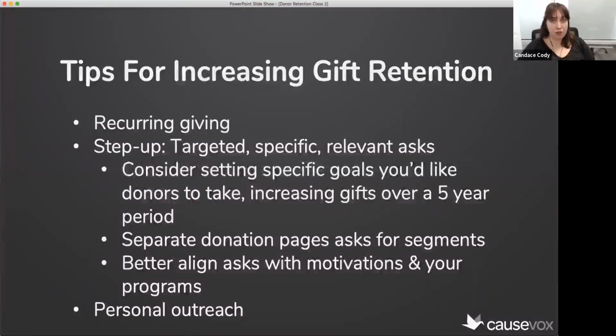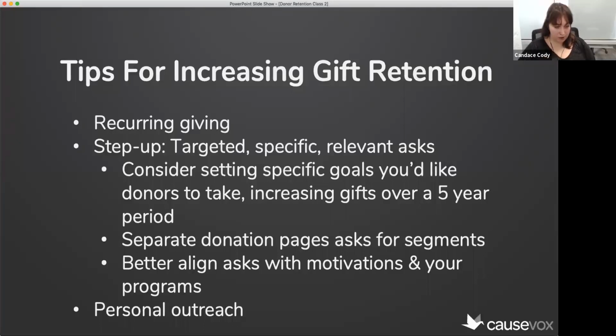And so when you're thinking about increasing gift retention, recurring giving is going to be one way that you do this. It's 42% more, right? But then there's also a way for you to consider having a step-up program in place. So having targeted, specific, and relevant asks for different segments of your donors. You're going to want to personalize your communications and asks for each level of donor.